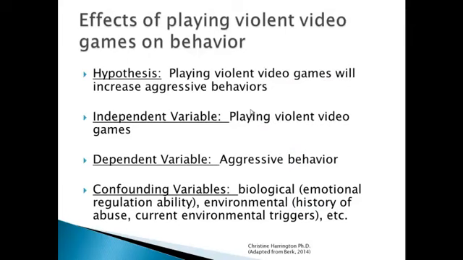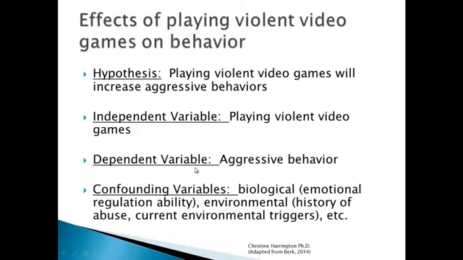So let's go ahead and take a look at how this might play out. The best way to really take a look at it is by looking at an example. If we look at the effects of playing violent video games on behavior, we're going to start out with some kind of a hypothesis. The researcher may think that playing violent video games will lead to aggressive behaviors. Well, the first variable that we're going to need is called an independent variable. The independent variable is the variable of interest that you want to manipulate. And in this case, it's playing violent video games.